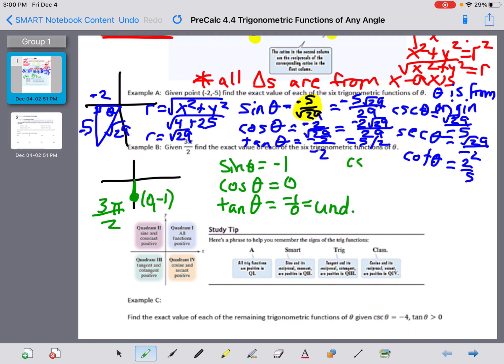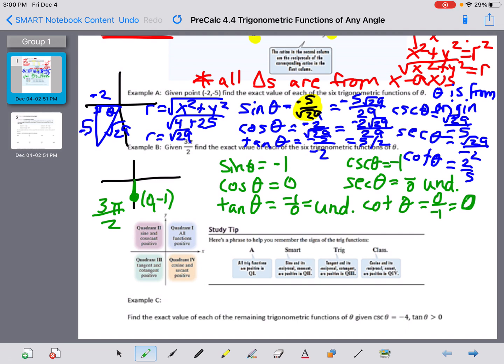So my cosecant is going to be my -1 flipped, which is just -1. My secant is going to be that 0 flipped. When I flip it, it becomes a 0 in the denominator, which is not good, and that one is undefined. And when I flip my tangent for cotangent, I get 0 over -1 now, and I'm allowed to have that, and my cotangent is 0.